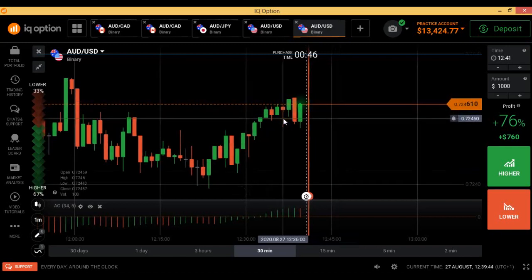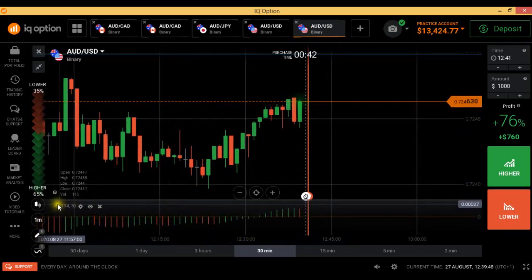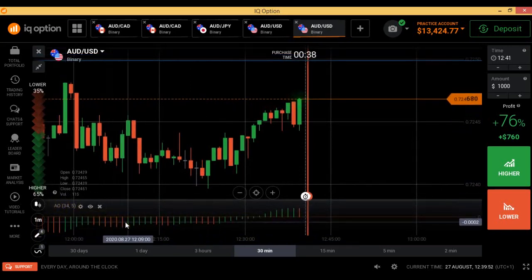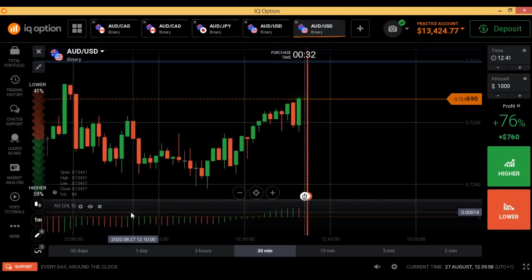Now, right now, you can see the AO, Awesome Oscillator 34 to 5, which is the default. I'll give you my one, which one I use every single day. Now, how could this be effective in your trading?